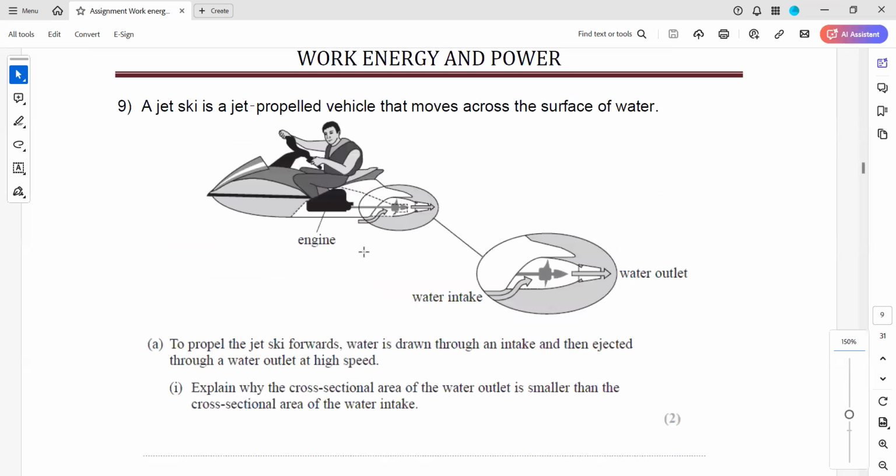A jet ski is a jet-propelled vehicle that moves across the surface of the water. To propel the jet ski forward, the water is drawn through an intake and then ejected through a water outlet at a high speed. Explain why the cross-sectional area of the water outlet is smaller than the cross-sectional area of the intake. So why is there a difference in the cross-sectional area for intake and outlet?